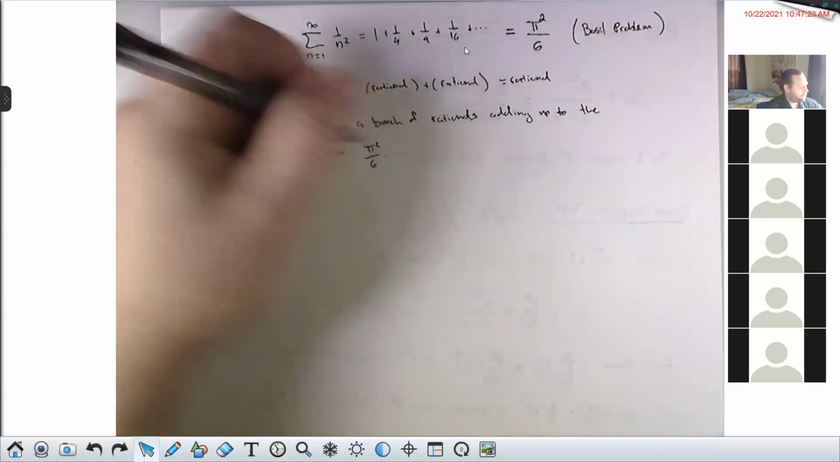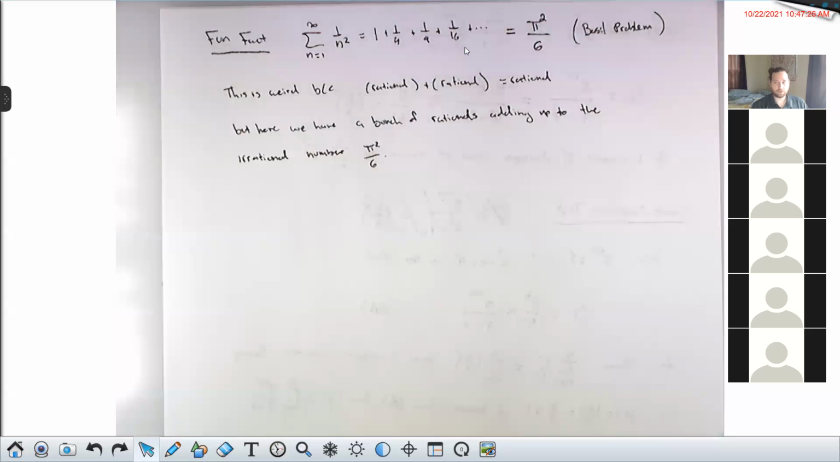Your textbook has a few problems relating to this fun fact that you might want to look at. They're in 11.2, and it's just like, okay, well, what if I summed from 3 to infinity? What would that add up to? And that means, okay, you just delete the first two terms, so you subtract 1 plus 1/4.